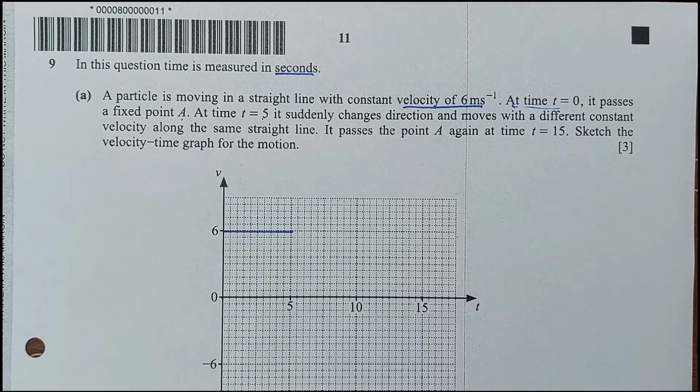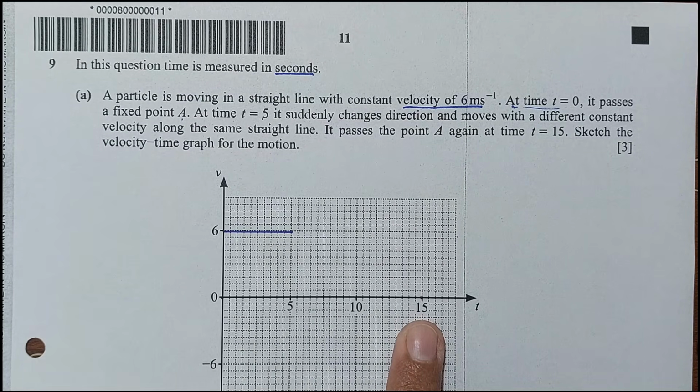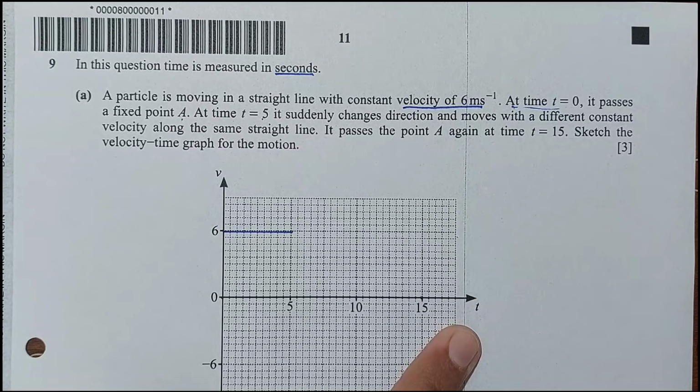The particle passes through point A again at t equals 15. So keep in mind the displacement is 0 between t equals 0 and t equals 15. What does the area under the velocity time graph represent? The area under the velocity time graph represents the displacement.